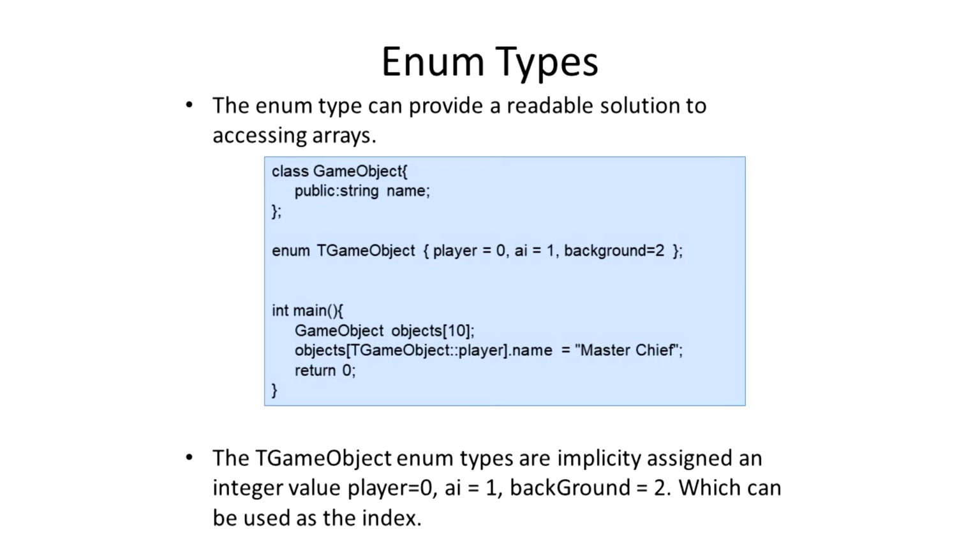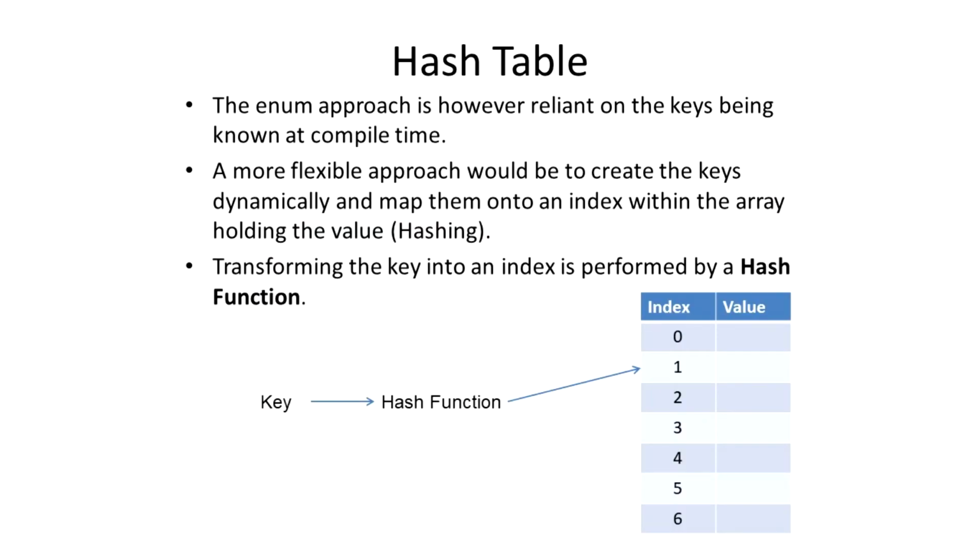So rather than having to write 0, 1, and 2 within the array in main, which is called objects, we can actually refer to the particular category, such as player, AI, or background, each of which has an associated integer value, which can be used to act as the array index. However, this approach of using enumerated types does require us to define the associations between the keys and the values before we run the program. And as well as being reliant on knowing these keys at compile time, we're also not able to add any additional categories and associated values.